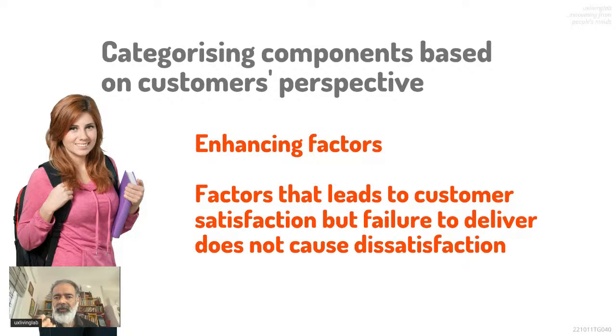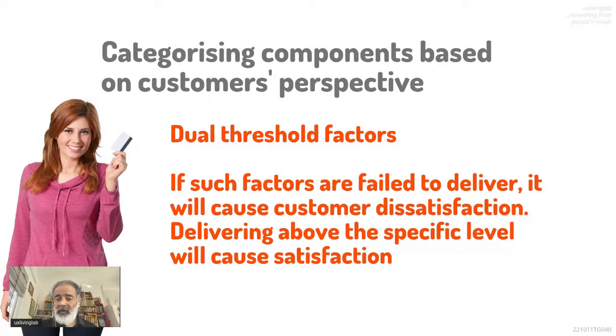When you make sugar into sugar balls or cubes, that is an enhancing factor, isn't it? Sugar in sugar cubes. But if you are not giving it as sugar cubes, the customer doesn't have any issues. If you fail to give it as a sugar cube, and it's in a powder form or granules form, that is not a satisfaction level. That type of factor is called an enhancing factor. So factors that lead to customer satisfaction but, if they fail to be delivered, do not cause dissatisfaction.